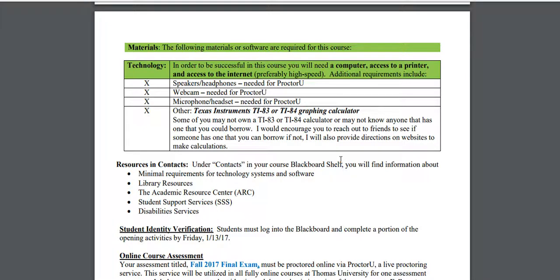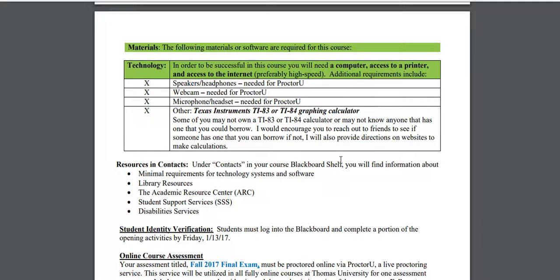The other required thing is a TI-83 or 84 graphing calculator. Now I will tell you that in the past, when we're doing some of these questions, I've allowed you to also utilize easycalculation.com, which is a website that does the same calculations.